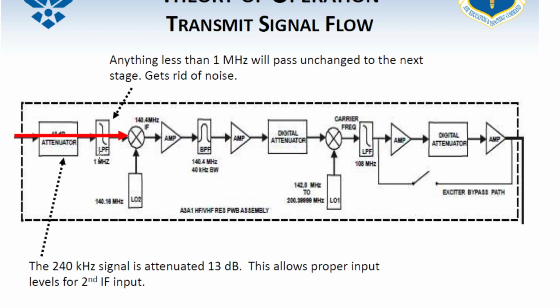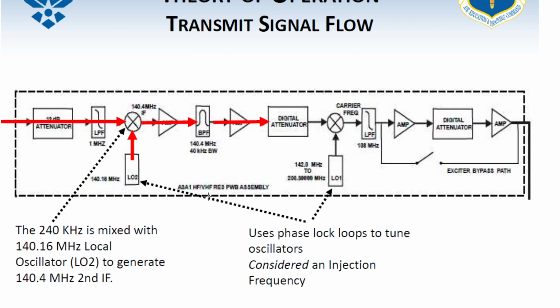Now from here, after our attenuator, we go to the LPF. It's a low pass filter. Anything less than 1 megahertz is going to pass unchanged to the next stage. It gets rid of noise. What is noise? Like white noise. Okay. It's things you don't want in your signal, right? Like squelch. Well, not necessarily squelch, but yeah, it's things you don't want in your signal. Squelch refers to a floor that you set. The squelch level can get rid of noise, so squelch is more used to get rid of noise.